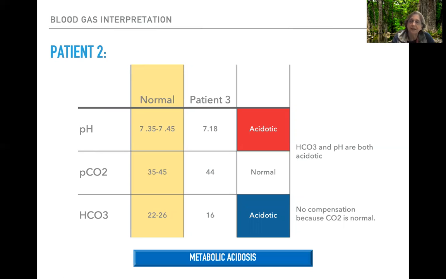This is what we see with DKA. So once this patient is starting to compensate, this is why you start seeing them breathing very quickly and very shallowly. They're trying to blow off CO2 to bring the acid in the blood down by compensating by decreasing the CO2, which again is our respiratory or acid component.